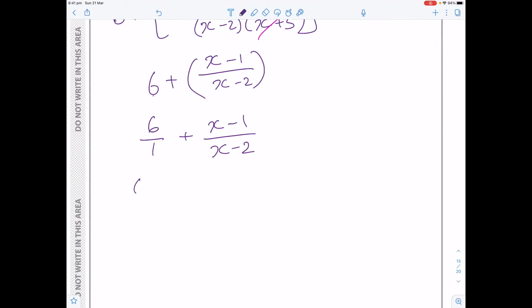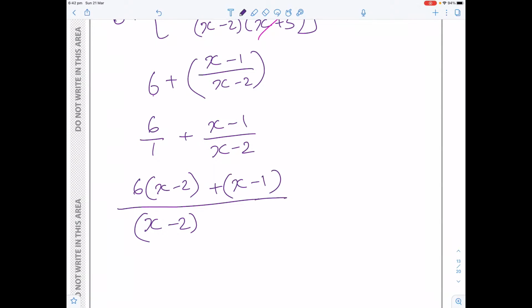So that would look like this: 6(x minus 2) over x minus 2. And in the second fraction, we can just leave this as it is. So we can have just (x minus 1) in brackets. Now you'll notice I put this over one fraction now, because when I did the cross multiplying, we can have just one denominator. Okay. Now we'll just simplify this.